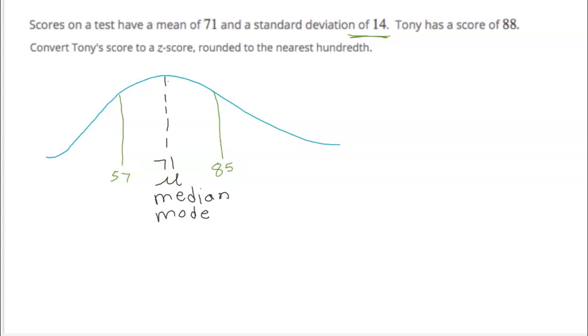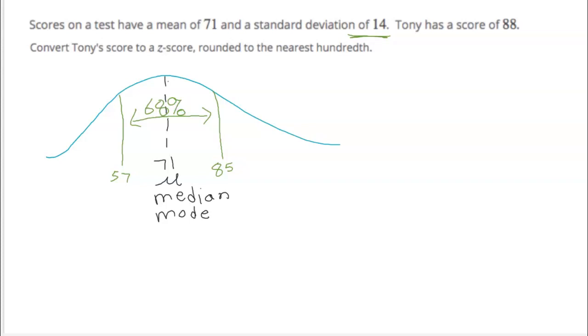And why did you do that? Do you know something about those specific values? Because in between 57 and 85, I know that it's 68%. Okay. So most people on this test scored between a 57 and an 85. So we're not going to have to do the entire normal curve here.